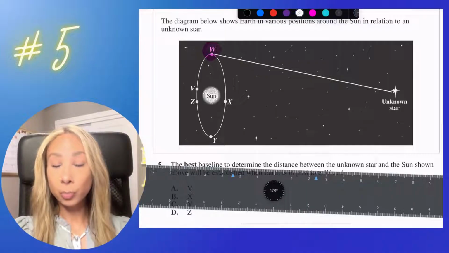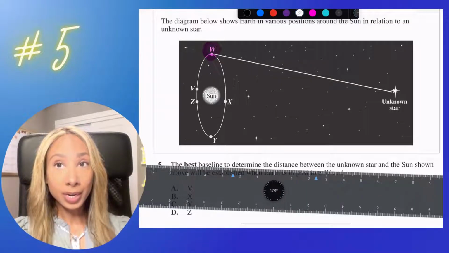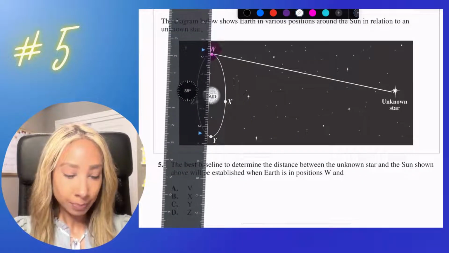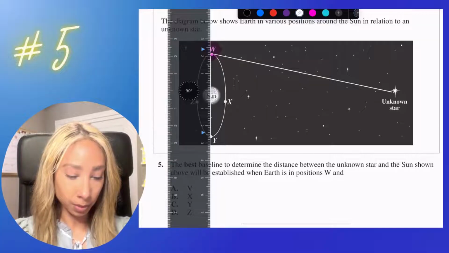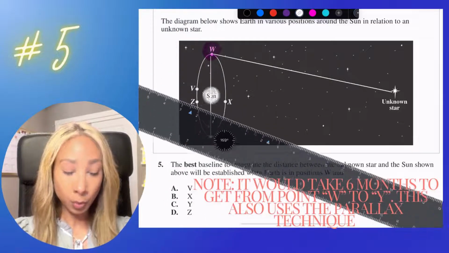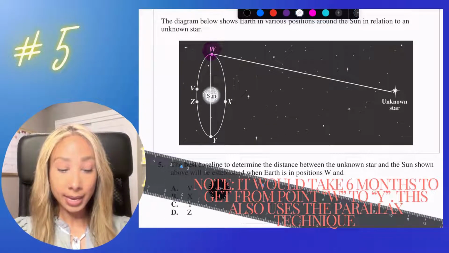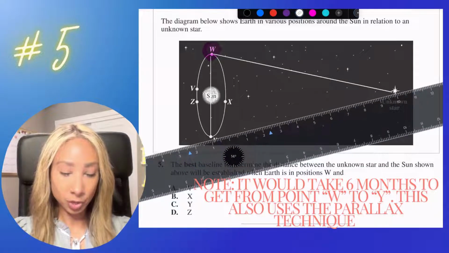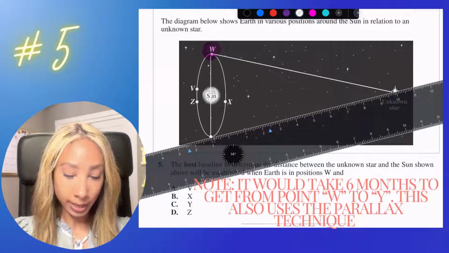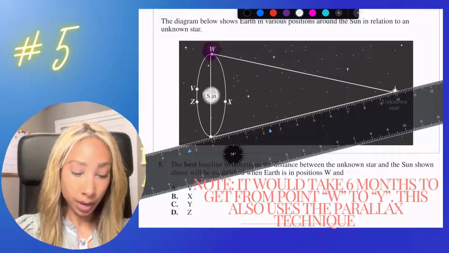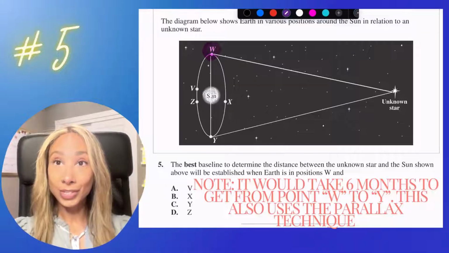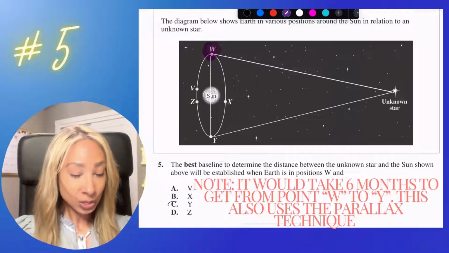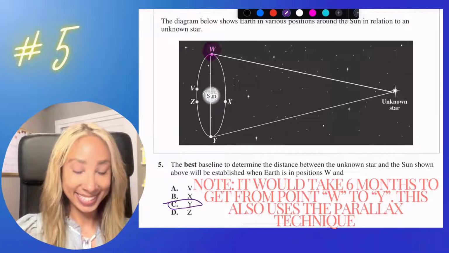So that's the first portion of the triangle. Now, if we're trying to come up with our baseline, we're trying to draw the bottom of the triangle. So the bottom of the triangle has to be directly across from W. And we can see if I use that, I'm going to be getting Y as the formation of the baseline of that triangle. And again, if I connect Y to that unknown star, that's going to help me create a triangle, which can help me figure out the distance of the star in comparison to Earth. So our answer for this one is C.